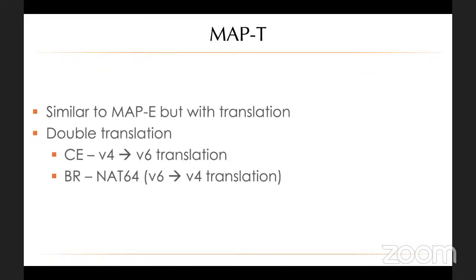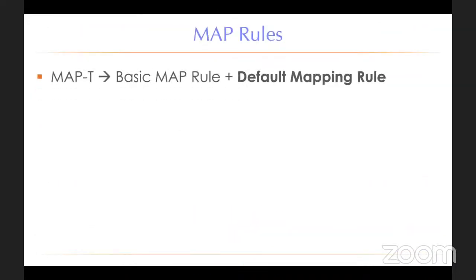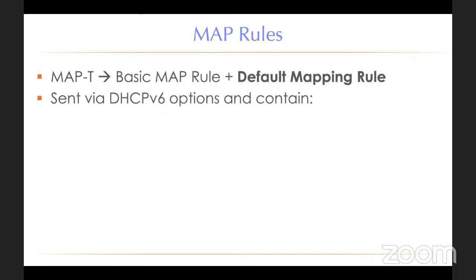So in the same line, when you talk of MapT, it's pretty similar, right? But instead of doing encapsulation, we do translation. And in this scenario, we do double translation at the CE and also at the BR. So similar to MapE, we have map rules. We have the basic map rule, and we also have the default mapping rule.